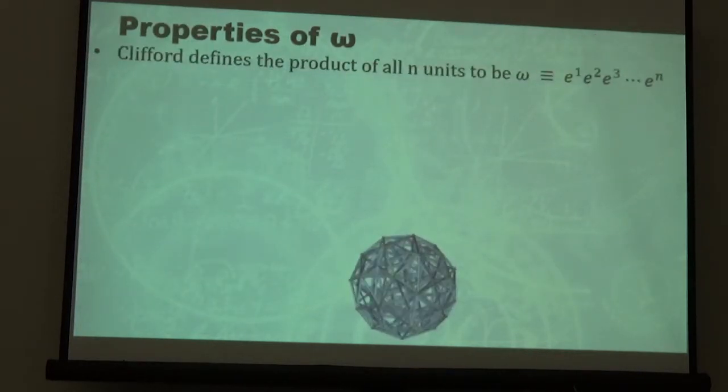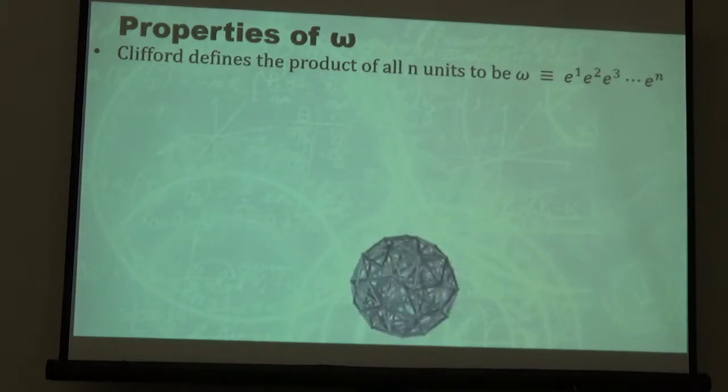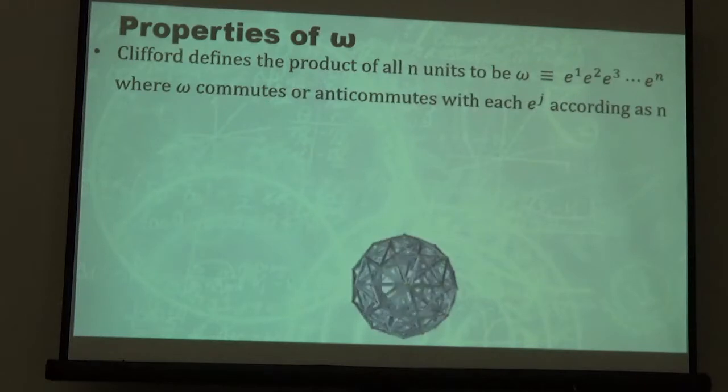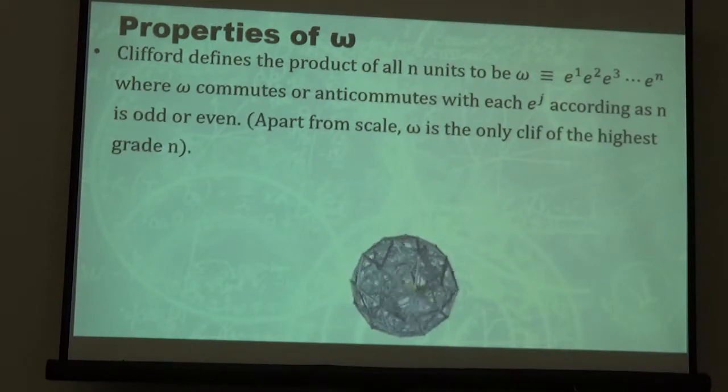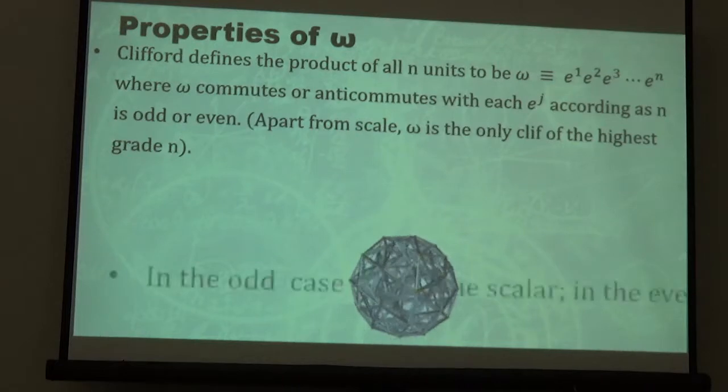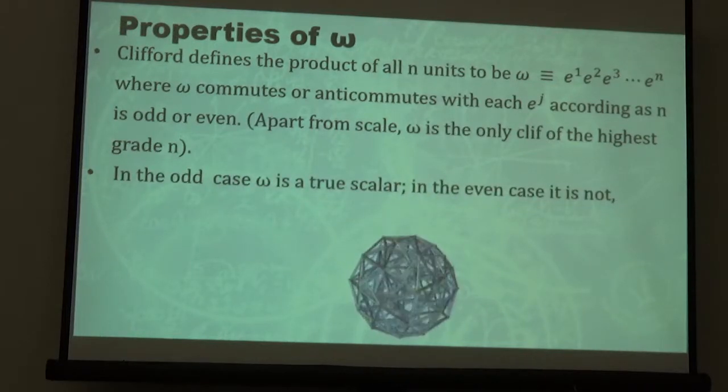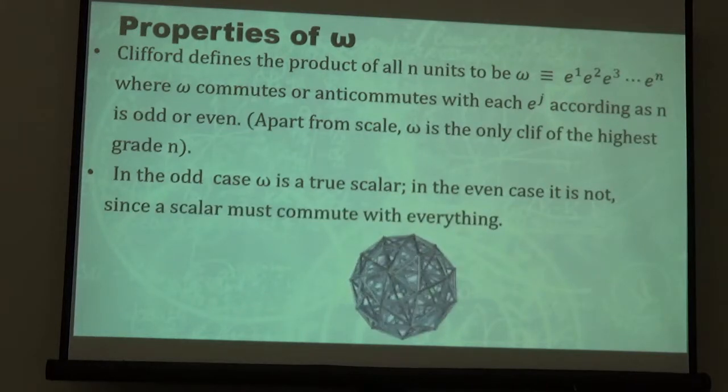Now Clifford also defined the product of all n units to be omega. Omega is equal to e1 e2 through en, where omega commutes or anticommutes with each e_j according as n is odd or even. Apart from scalars, omega is the only cliff of the highest grade. So in the odd case, omega is a true scalar, but in the even case, it is not.